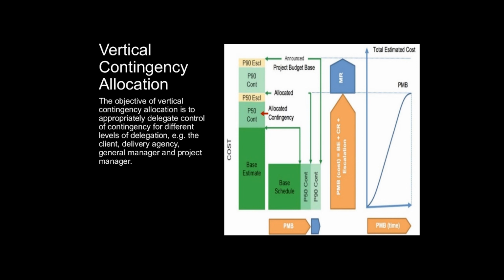First, vertical contingency allocation. The objective of vertical allocation is to appropriately delegate control of contingency for different levels of delegation. For example, client, delivery agency, general manager, and project manager. In the private sector context, for a design and construction D&C project, allocated budget, for example, P50 budget, can be allocated to the project manager, and the remaining contingency, for example, P70 or P90 contingency, can be allocated and controlled by the project director or general manager as a management reserve.